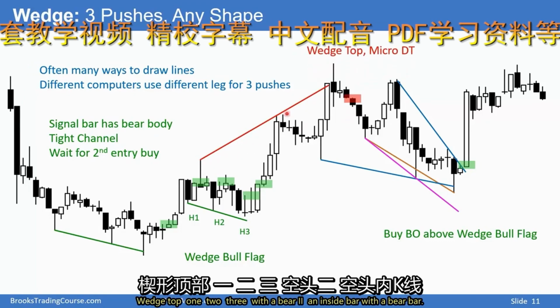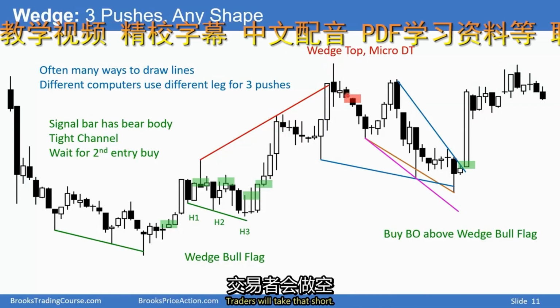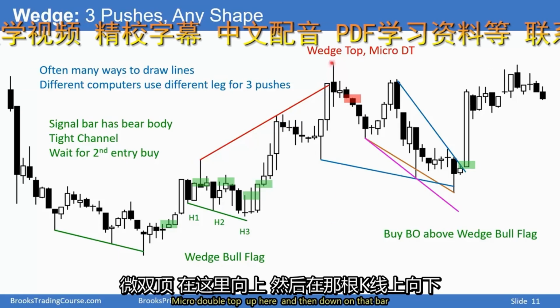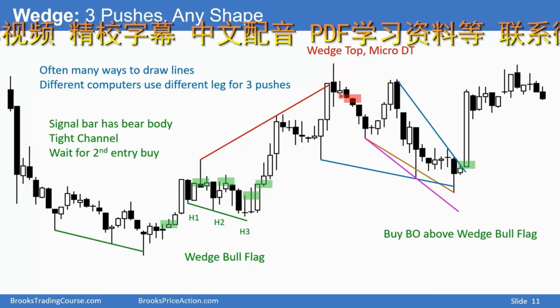Wedge top, 1, 2, 3, with a bear II, an inside bar with a bear bar. Traders will take that short. Micro double top, up here, and then down on that bar, and then up and then down on that bull bar.